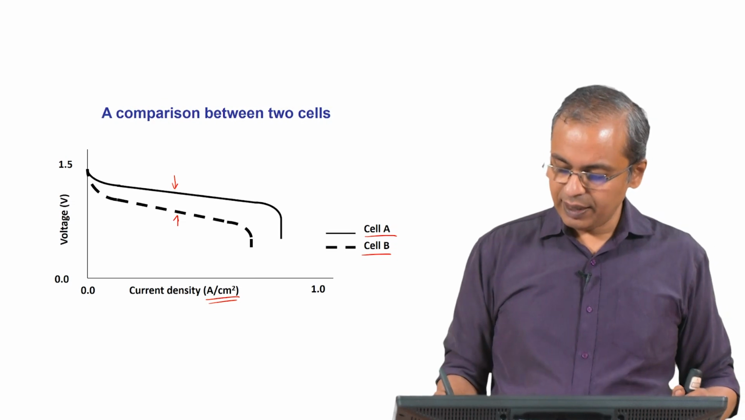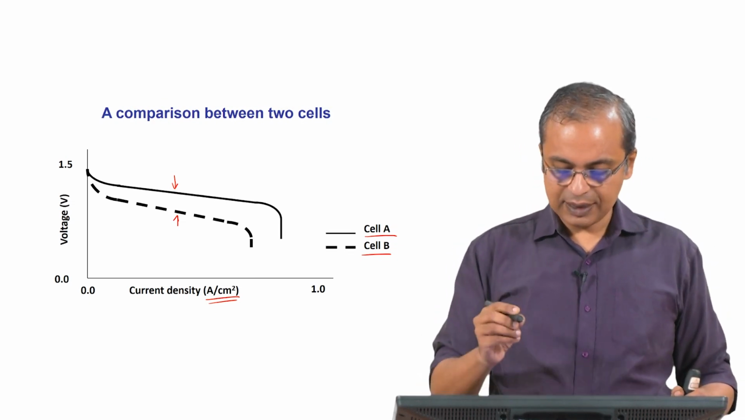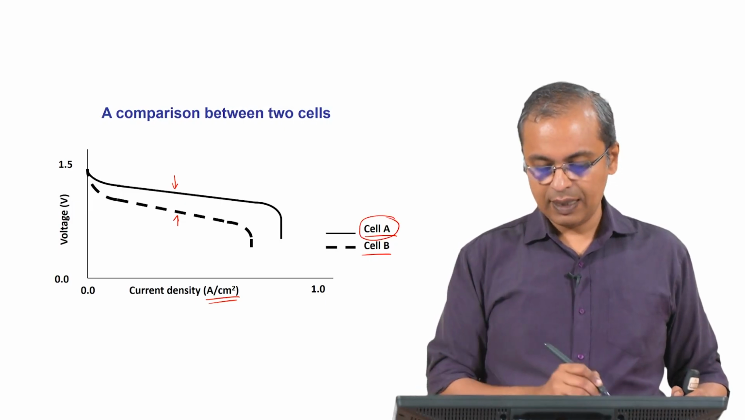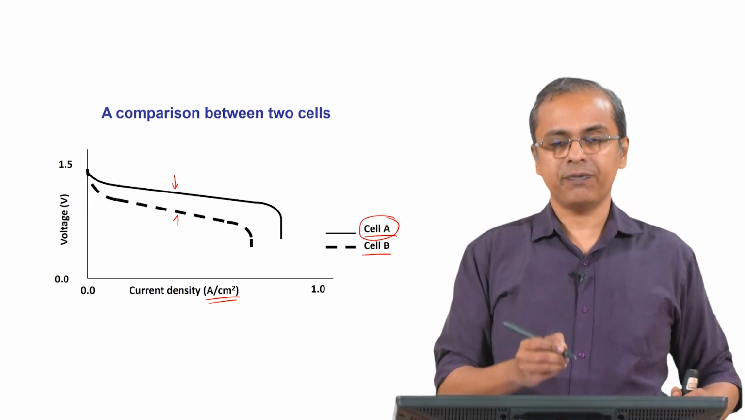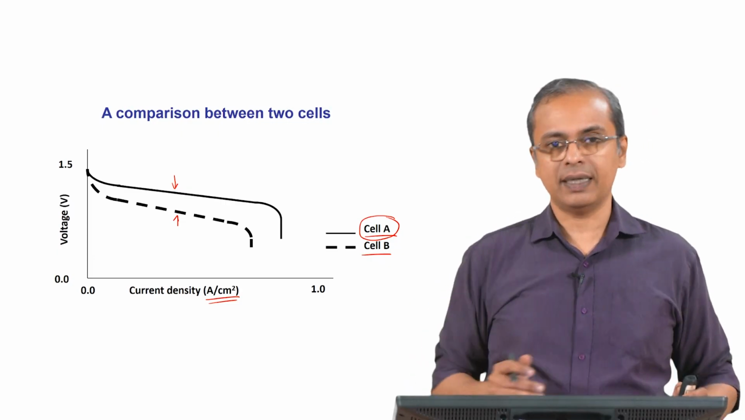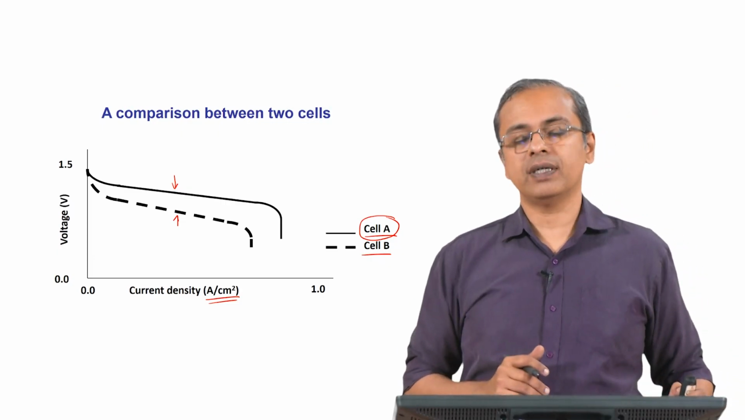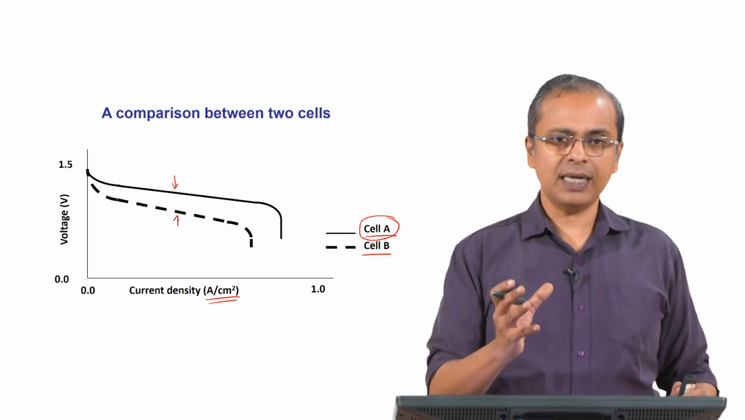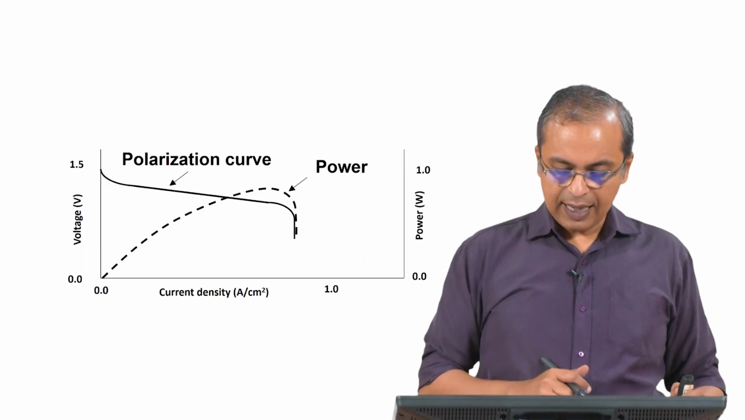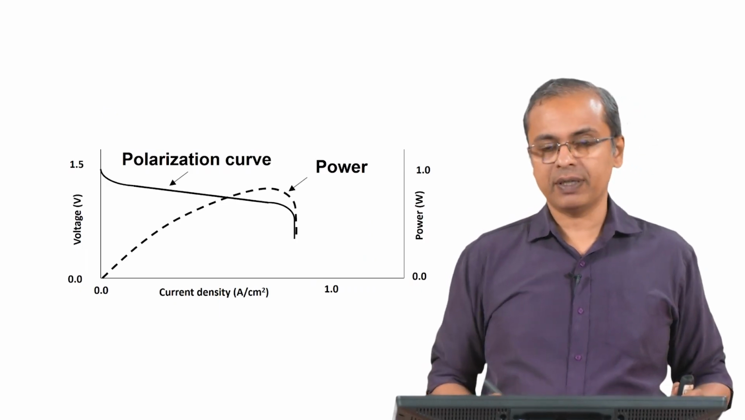So now you can see here that cell B has a polarization curve that is lower than cell A. So you can say that cell A is better than cell B. This may also be for the same cell at different points in time. You can see that it is deteriorating, how it is deteriorating, etc. So this is a very useful curve to have, a polarization curve for any electrochemical device, and certainly for batteries this is useful.